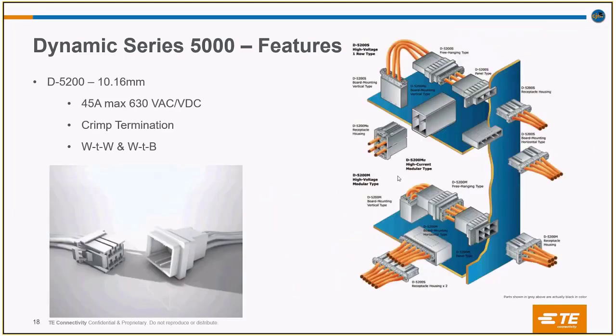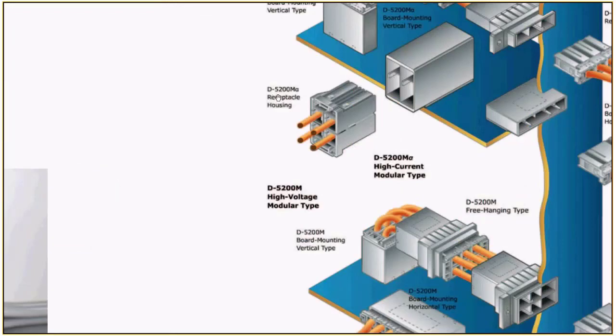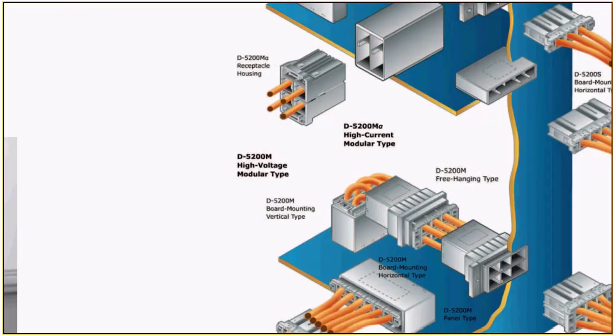Alright, for the dynamic series 5000 features: 45 amp max, 630 voltage, crimp termination, wire to wire and wire to board, and it is 10.16 center line spacing. If you see here, the keying position helps prevent mismatching. If I look at this, the D5200M receptacle housing has how many? 4 contacts. So what is the difference between the free hanging type and the plug?